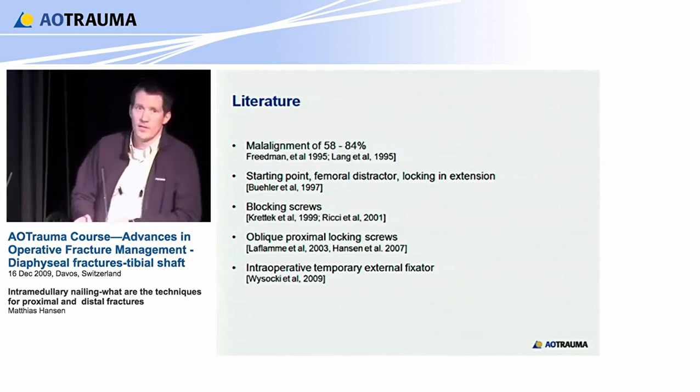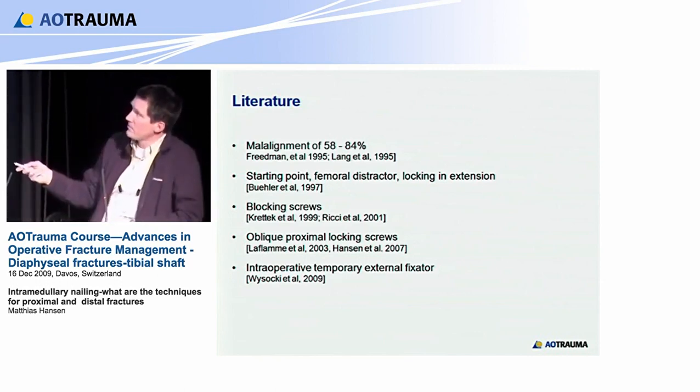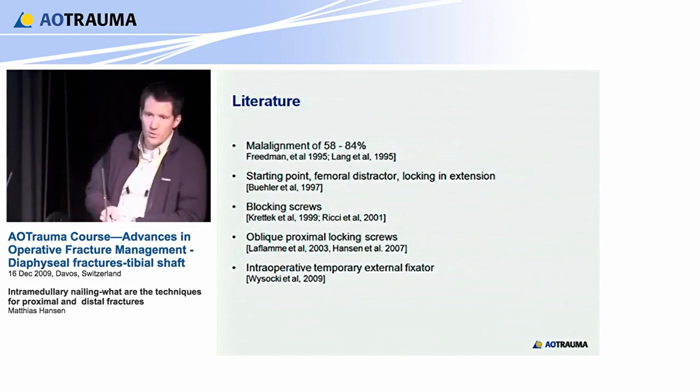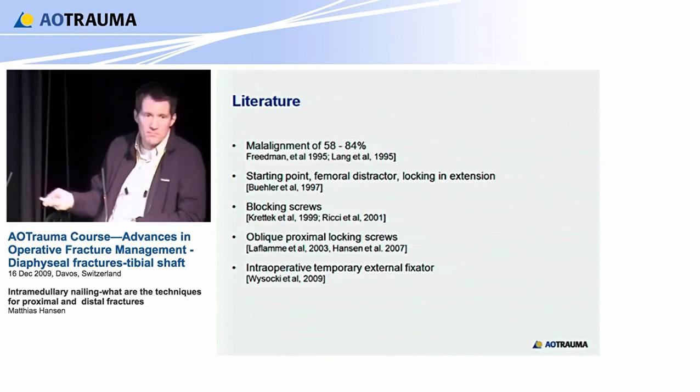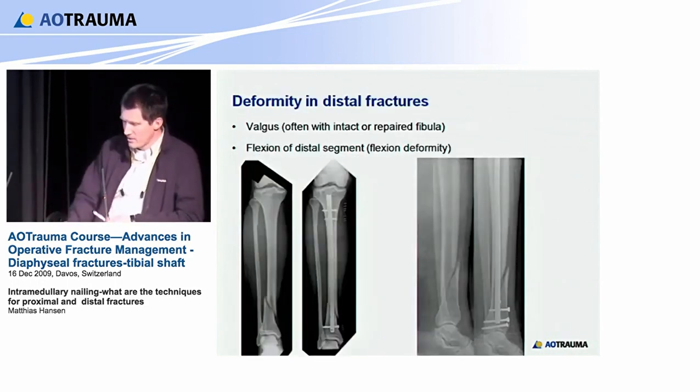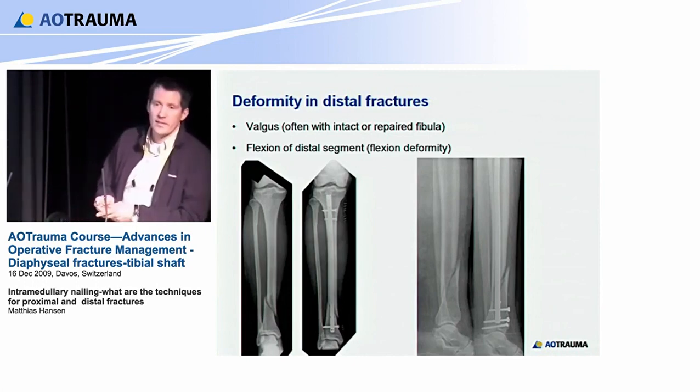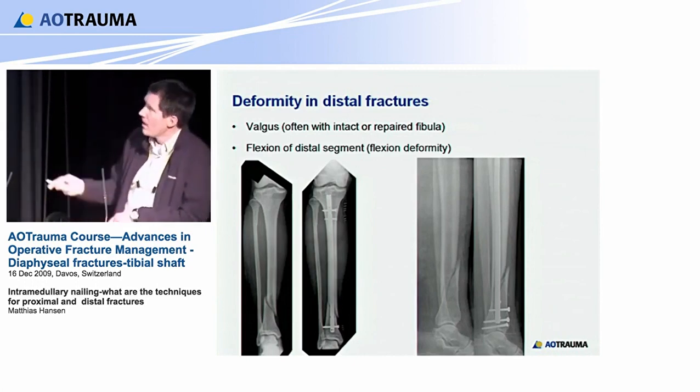This is the literature dealing with malalignment, the optimal starting point in the use of the femoral distractor. In case of malalignment, you can use blocking screws. You should use multiplanar proximal interlocking, and this works as well with external intraoperative fixation. It's slightly different for distal fractures.